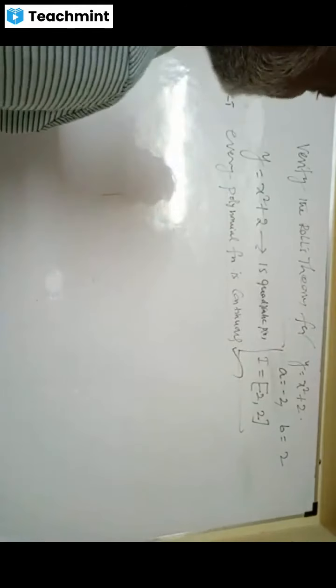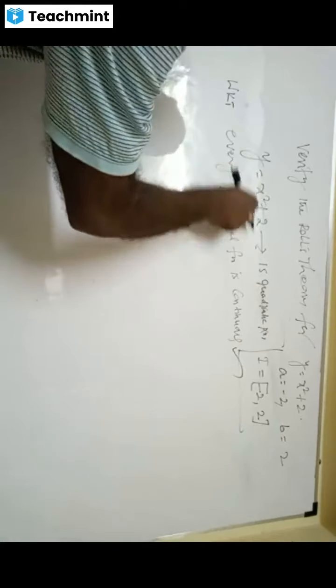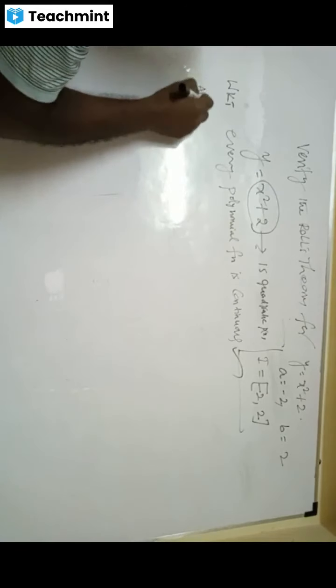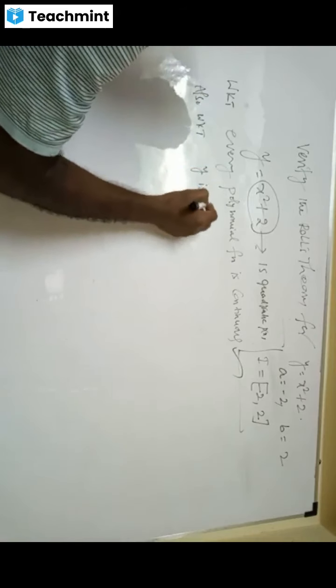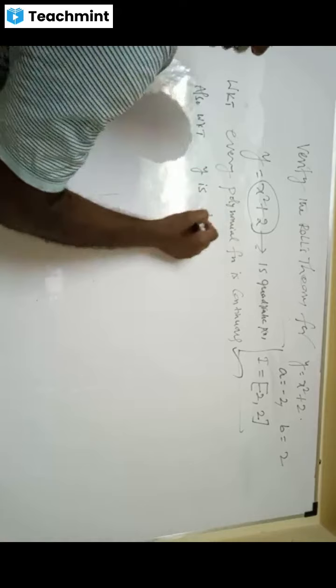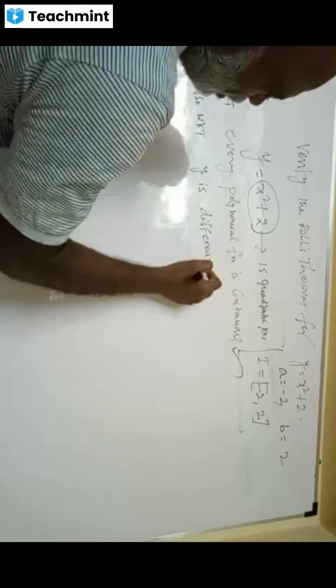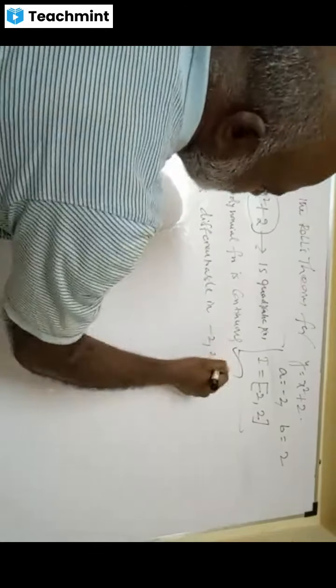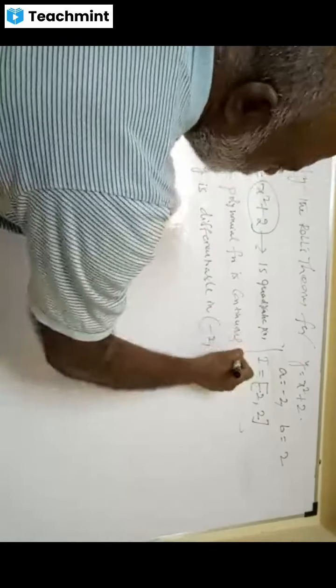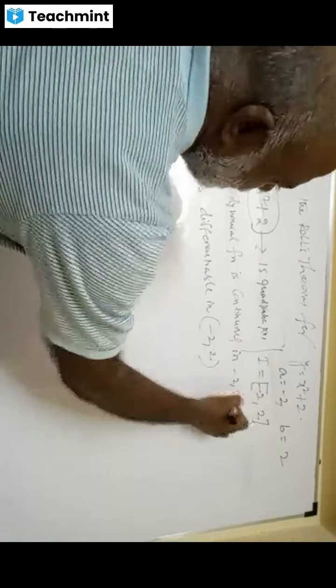And also, friends, you know that this function is differentiable. What is the derivative of x square plus 2? 2x. So y is differentiable in the open interval -2 to 2, and continuous in the closed interval -2 to 2, since it is a polynomial. These are the statements you should write.